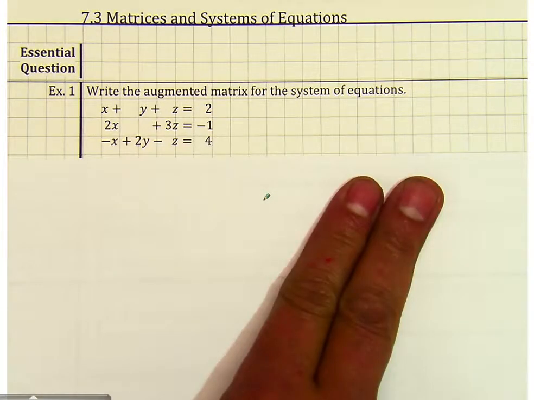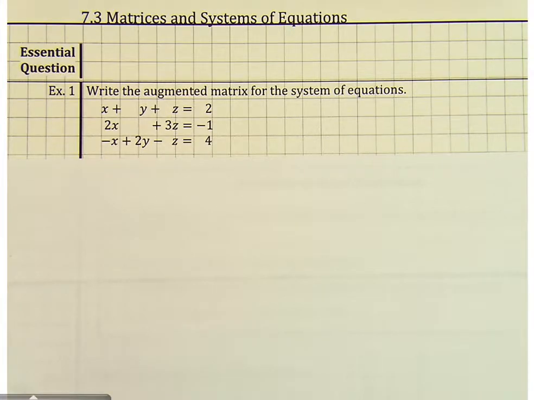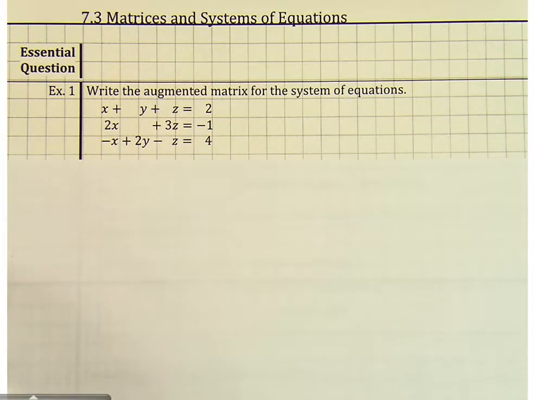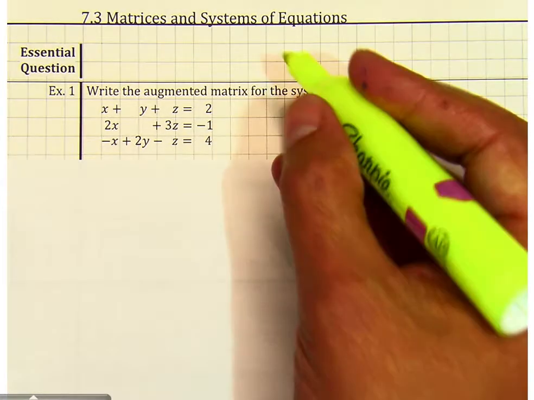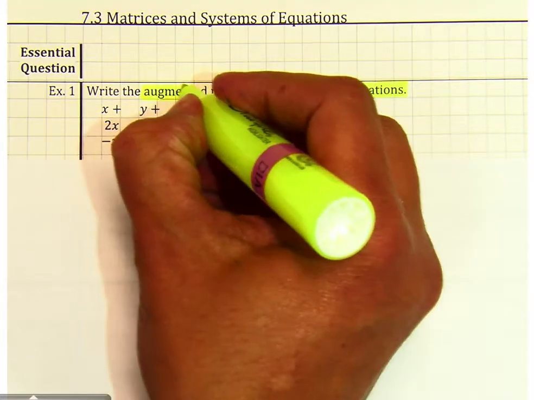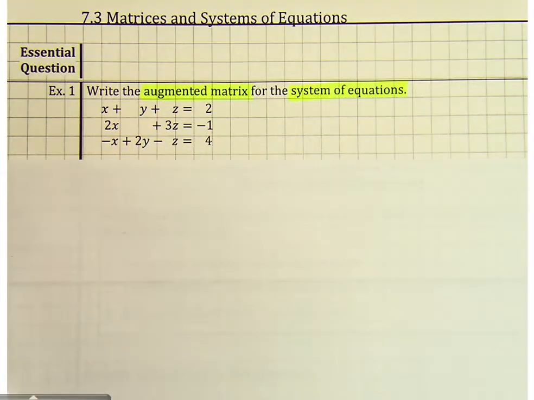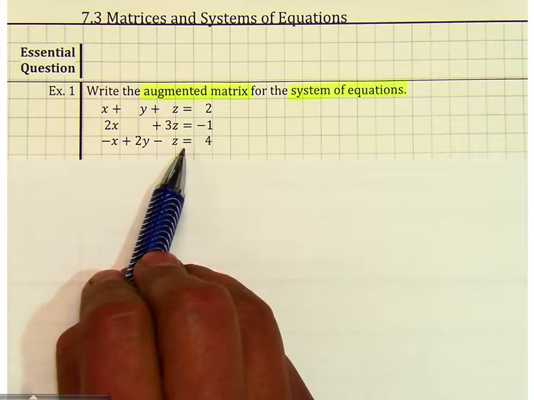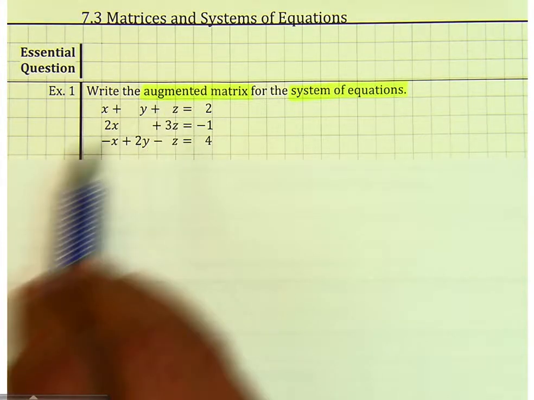Go and pause it. Excellent. So at this point you should have it copied down. We are looking at matrices, so we are going to go from a system of equations. We are going to rewrite it as a matrix, but as what we call an augmented matrix, since we are going to include the equal sign.